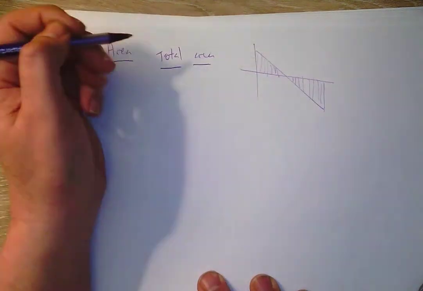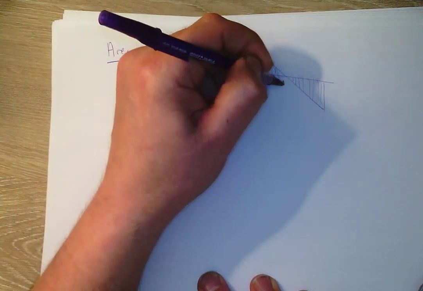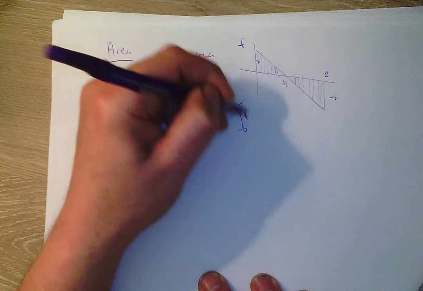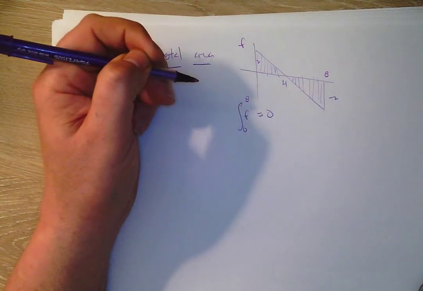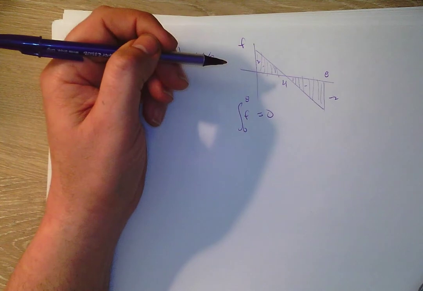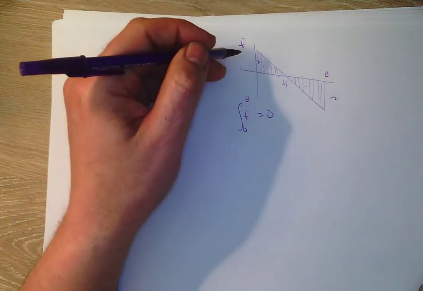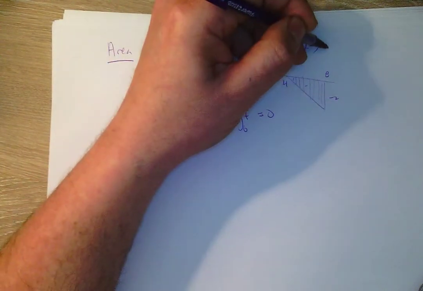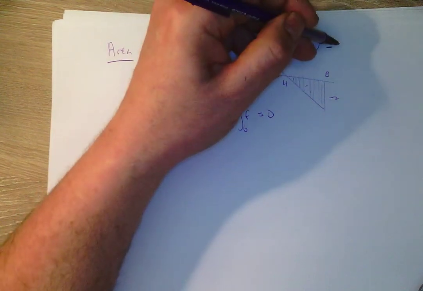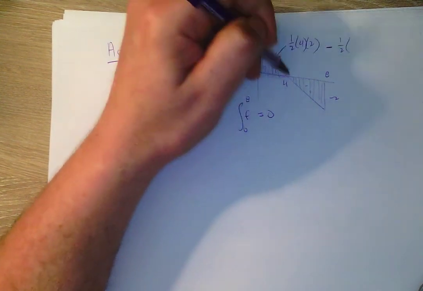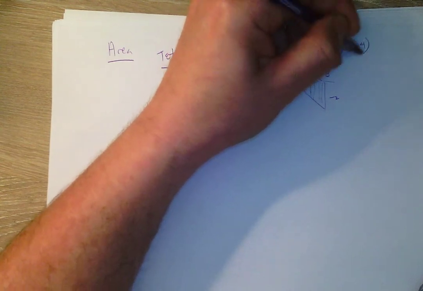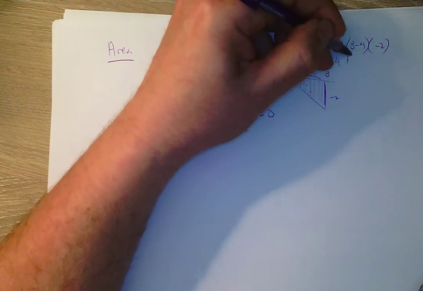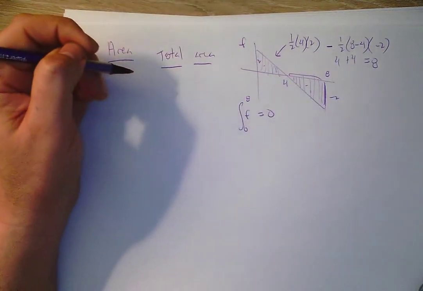The net change, if I just integrated f from 0 to 8, I'd get 0, because this amount and this amount would cancel each other out. But if I want total area, then I have to do 1/2 times 4 times 2 minus this integral, which is 1/2 times 8 minus 4 times a height of -2.